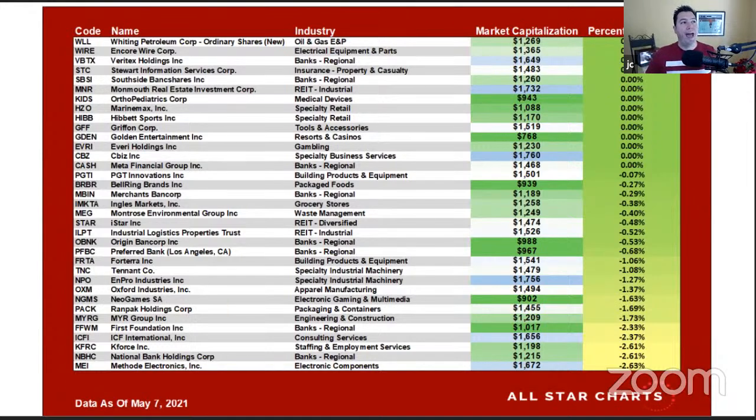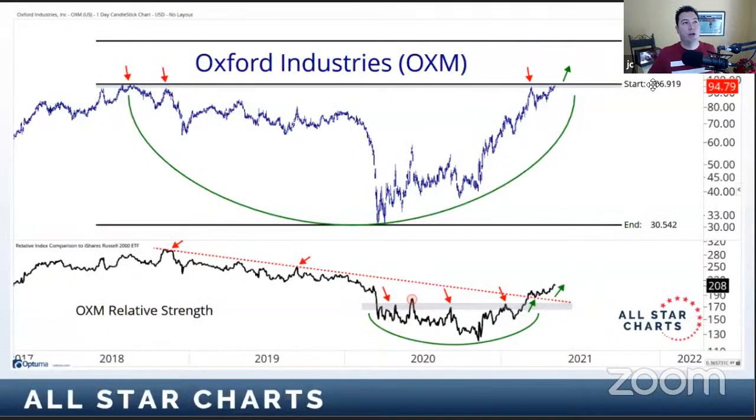So you'll see a lot of banks and tools and accessories, resorts, grocery stores. I mean, you'll find anything and everything in this scan. And then we're sorting by proximity to new all-time highs, because with the small caps below the February highs and underperforming, we want to identify the ones that are doing well, the ones that are holding up the best. That's called relative strength. So this scan is from last week, so I want to double check how close we are to certain levels.